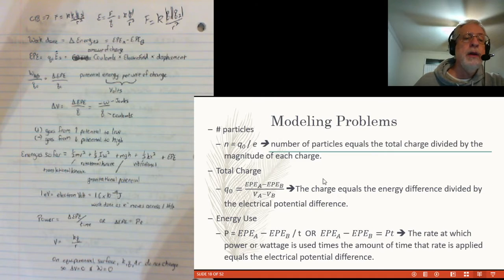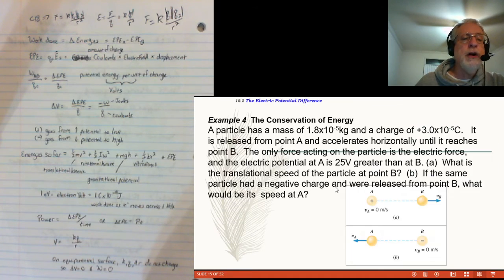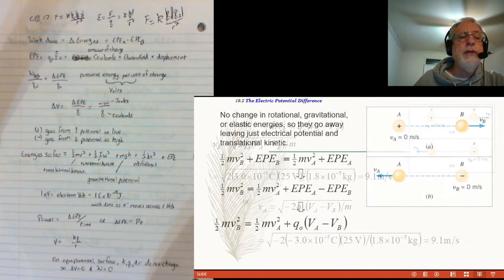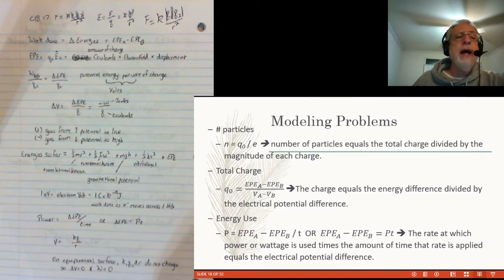If you remember, the electron charge is 1.6 times 10 to the negative 19th coulombs. So if it's an electron, it would be negative. If it's a proton, it would be positive. So we have that charge, and I can figure out the number of particles by taking my total charge divided by that number. So that's one type of question you could be asked.